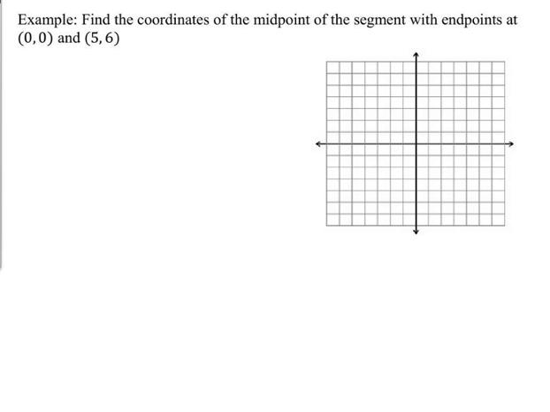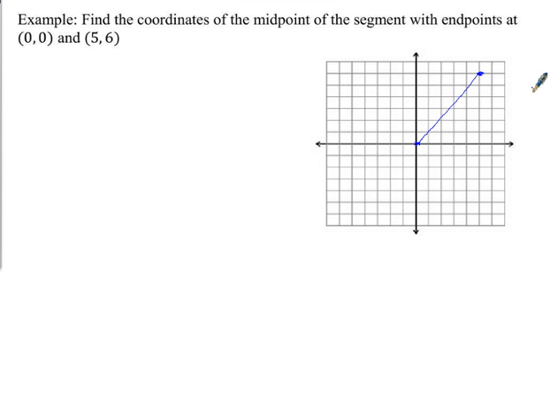Find the coordinates of the midpoint of the segment with the endpoints at (0, 0) and (5, 6). So let's put the graph on here first. The (0, 0) is here, and then 5, 1, 2, 3, 4, 5, 6, 1, 2, 3, 4, 5, 6. Right there. We're trying to find the midpoint for the segment that connects those two dots.